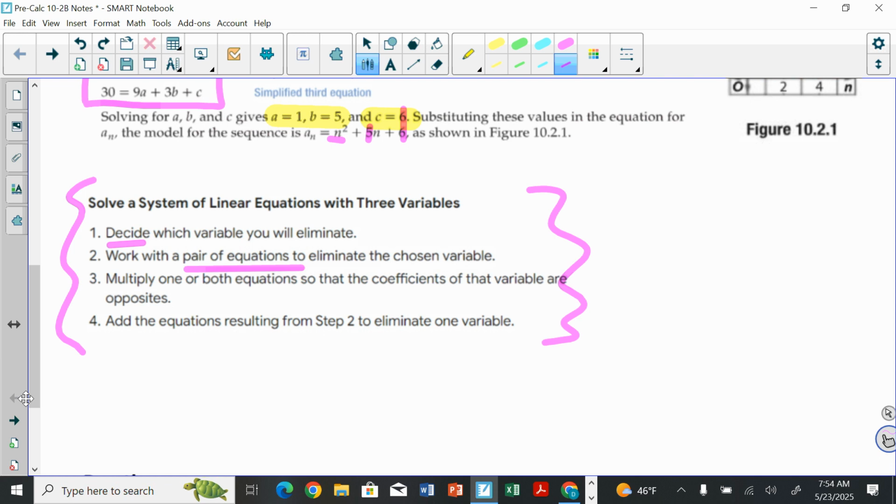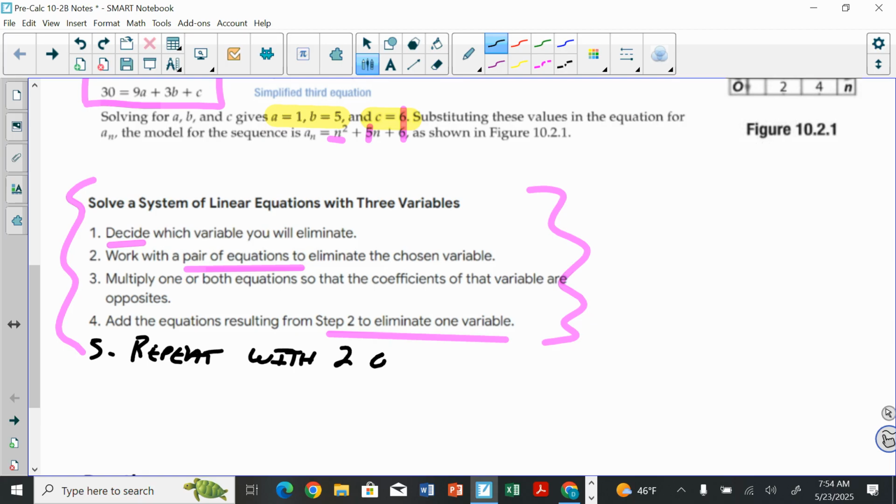And then, use elimination: multiply one or both equations so that the coefficients are opposites, and you add them, and that eliminates one variable. Okay, then you're going to have to repeat with two more. That's not necessarily on here, so I'm just going to add it. Okay, step 5, repeat with two other equations.